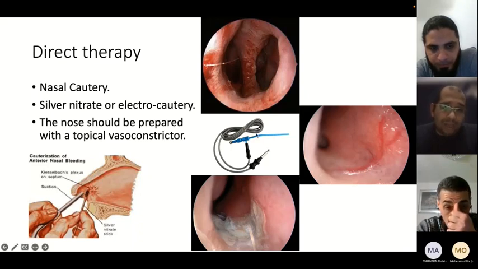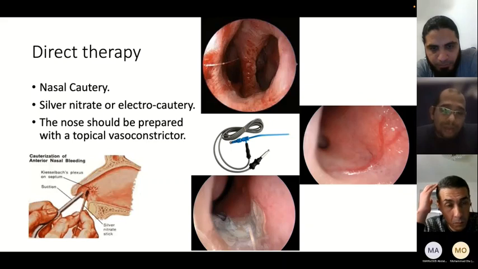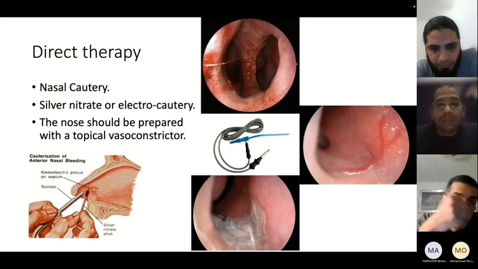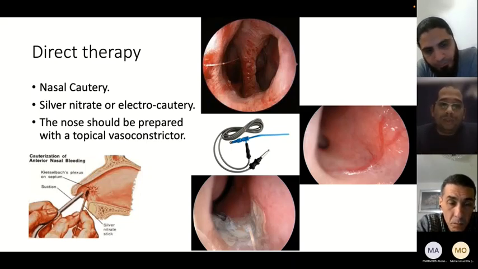So silver nitrate, how it works: if we have a direct cause of nosebleeds and we identify the site of bleeding, which is most commonly in the anterior part of the nasal septum, as we said, we will numb the nose with a local decongestant and analgesic, and then do some suction to clarify the area of bleeding. Then we will choose to use silver nitrate, which is more common.